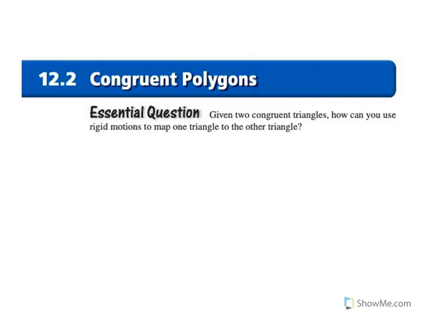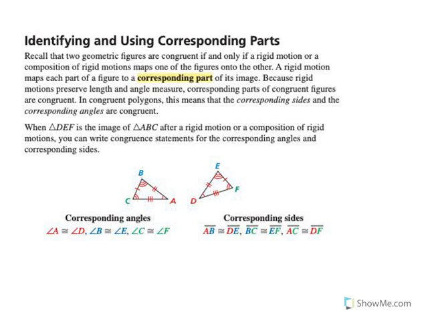We are finally moving on to section 2 in chapter 12, where we start to talk about congruent polygons. Remember, a polygon is any shape that isn't a circle, okay? And we're mostly going to be talking about triangles here. So first we have to talk about corresponding parts, okay?